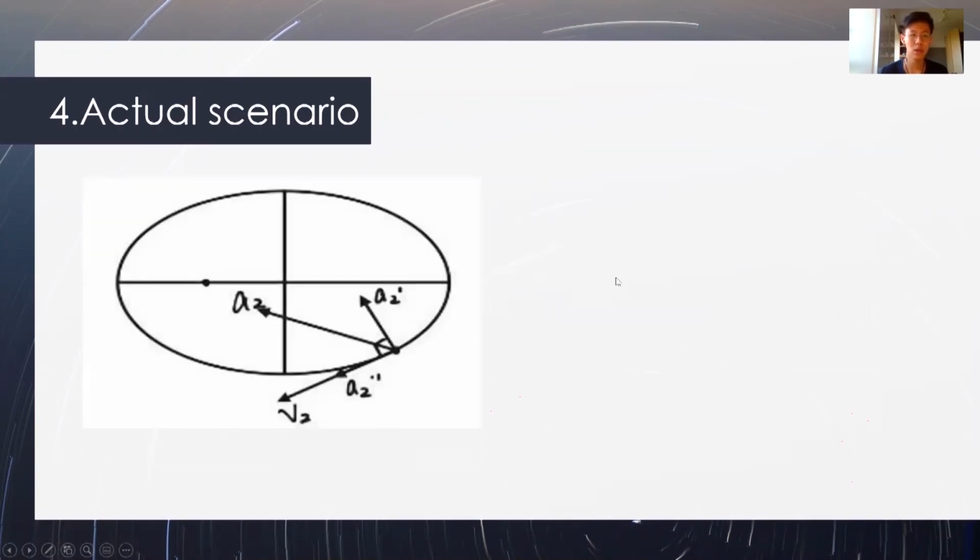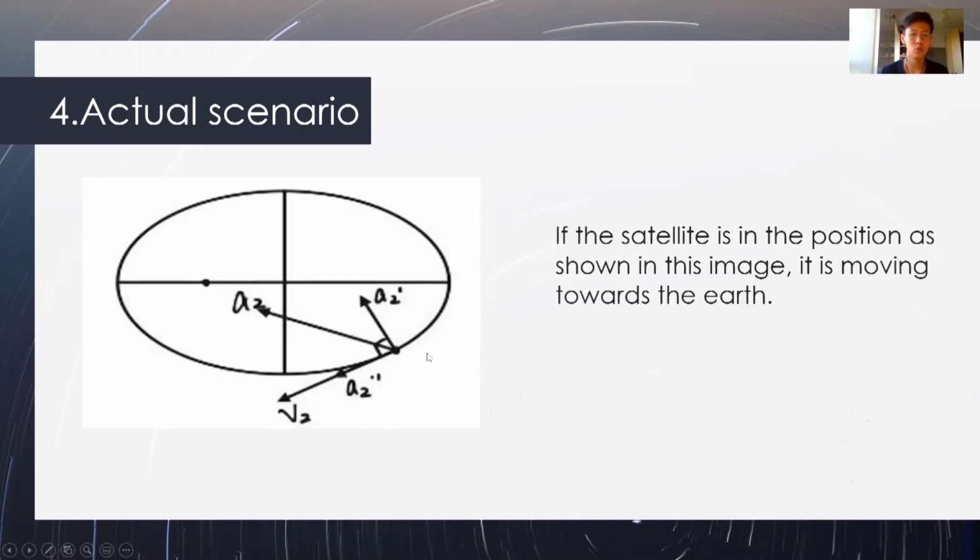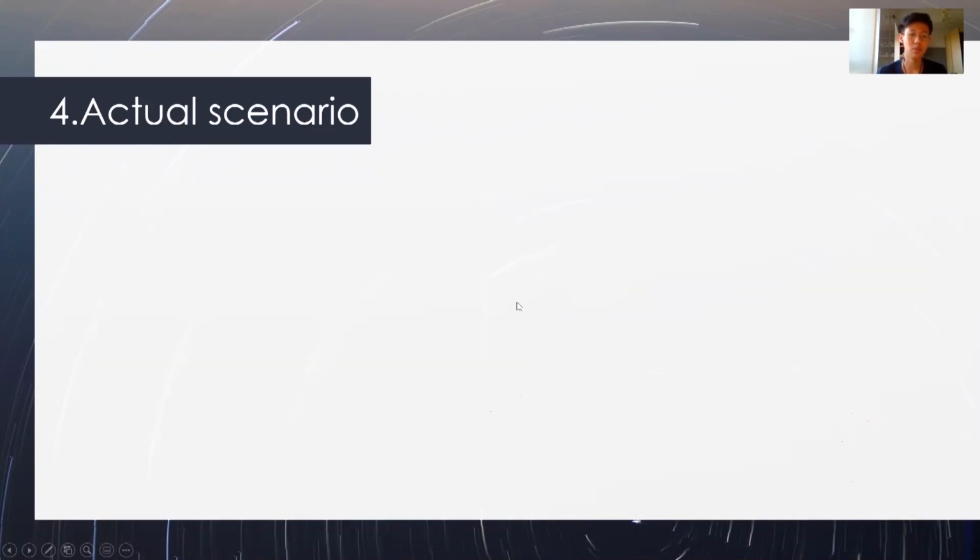And when the satellite is moving toward the Earth, the gravitational force A2 can be divided into A2 prime and A2 prime prime. The A2 prime is vertical to the direction of the moving, so it can change the moving direction, and the A2 prime prime is the same as the moving direction, so it can speed the satellite up and give positive work done.